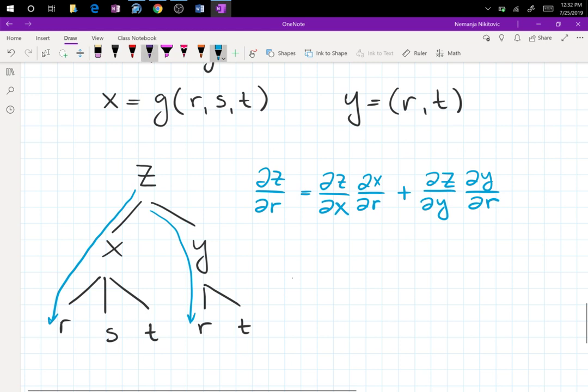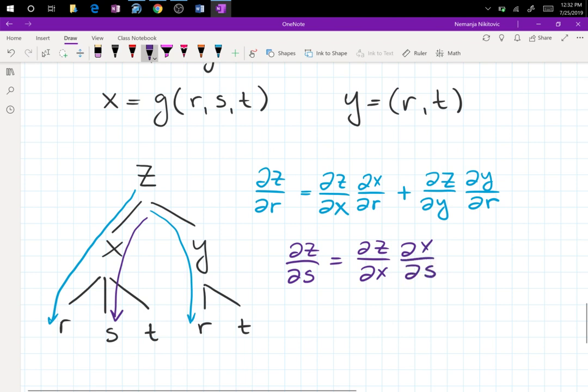Let's say there is a purple path that goes through s, and there's only one branch here. So partial z, partial s. And it's just partial z, partial x, partial x, partial s. There is no other s to get to. Single branch, one formula. This is exactly like the one in Calc 1.